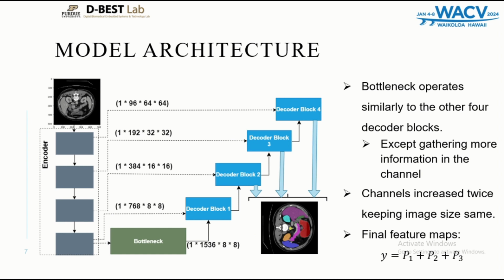Now, the model architecture. The figure shows the model architecture. The left side is the encoder part, where we have used a pre-trained MaxViT model. The right side shows the decoder part, which has one bottleneck and 4 decoder blocks. The bottleneck operates similarly to the other 4 decoder blocks, except it gathers more information in the channel by increasing the channel size twice while keeping the image size the same. The final output is generated by combining feature maps from decoder blocks 2, 3, and 4. How the decoder block operates will be shown in the next slide.